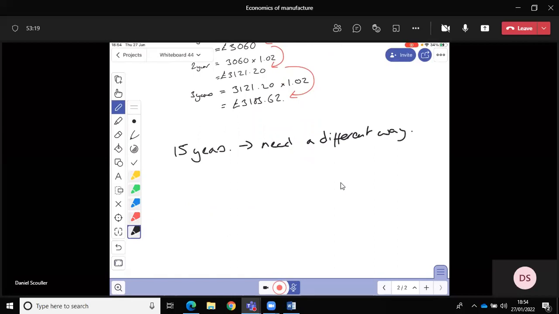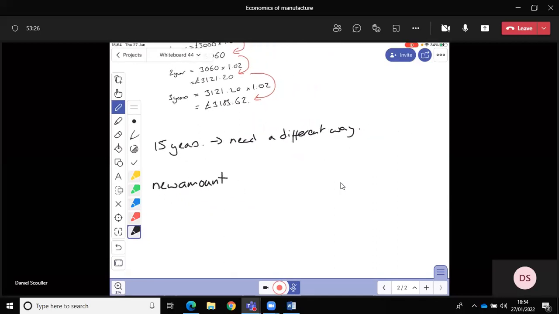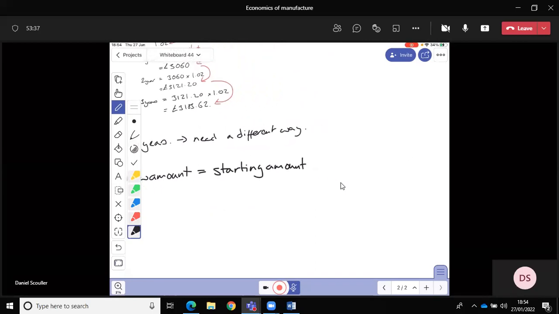So the different way is your new amount is going to equal your starting amount, your whole value, multiplied by your multiplier, and then that's going to be to the power of your number of years.